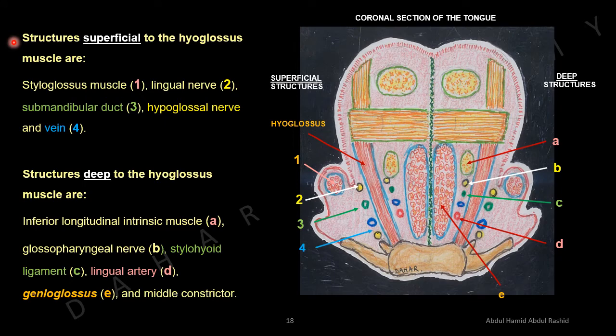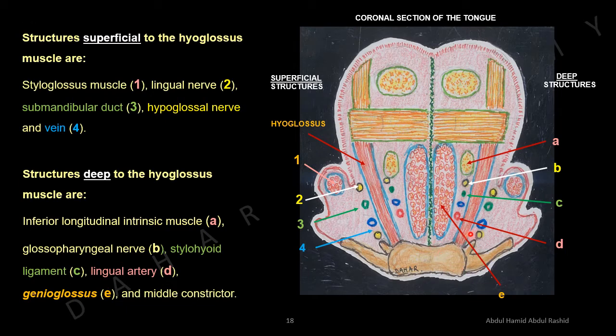We are going to present structures related superficial to the Hypoglossus muscles and structures related deep to the Hypoglossus muscle. This is coronal sections of the tongue. This is hyoid bone. This is Hypoglossus muscles on each side. This side we are going to show the structures superficial to the Hypoglossus muscle. What are they? Number 1, Styloglossus muscle. Number 2, lingual nerve. Number 3, submandibular duct. Number 4, hypoglossal nerve and accompanying vein. They are superficial or lateral to the Hypoglossus muscle.